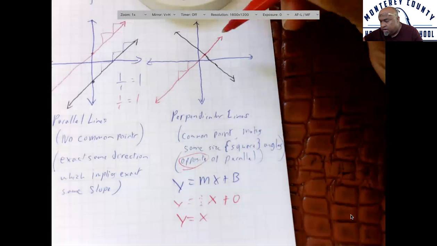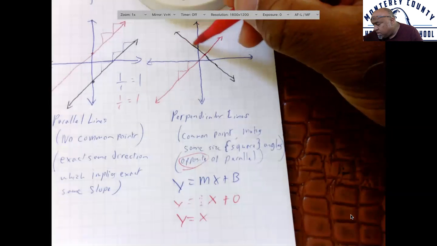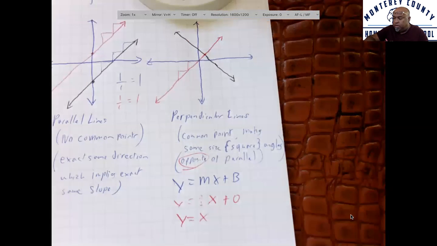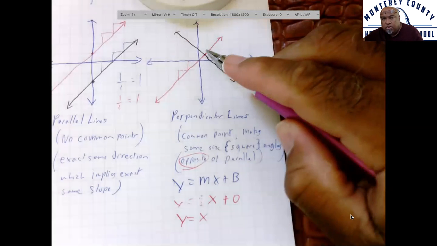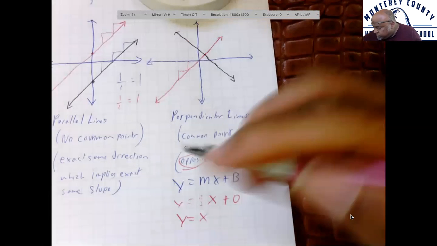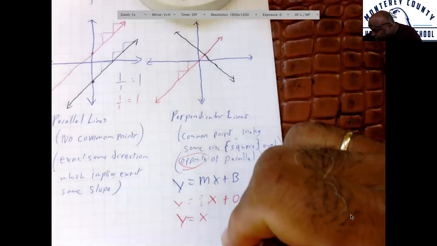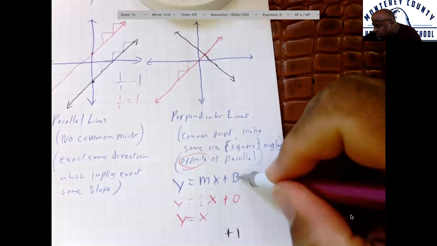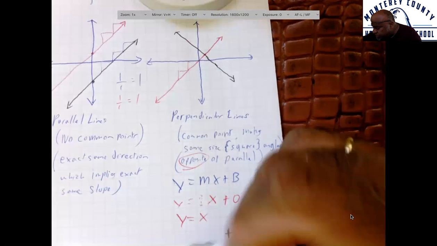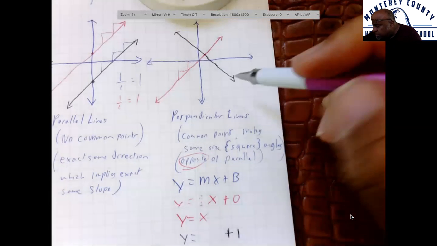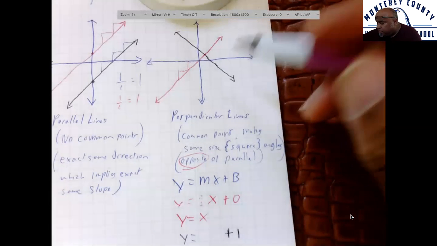Now, let's take a look at the black line here. Okay. Oh, hold on. Let me switch to the other pen. Looks like it crosses the y-axis at positive 1. So my value for b would be positive 1. So remember, b is the y-intercept. So put y equals.